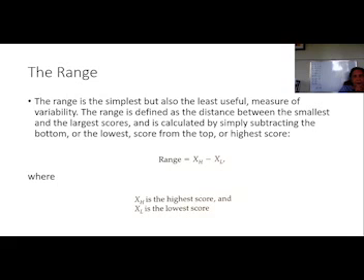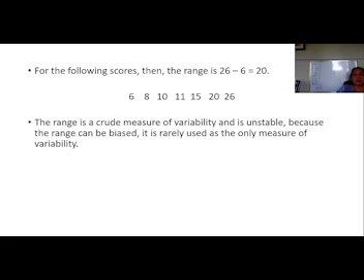As I've said earlier, the range is the simplest but also the least useful measure of variability. The range is defined as the distance between the smallest and the largest scores and is calculated by simply subtracting the lowest score from the highest score. For the following scores, the range is, as you can see, 26 less 6, which is 20. The range is a crude measure of variability and is unstable because it can be biased. It is rarely used as the only measure of variability.